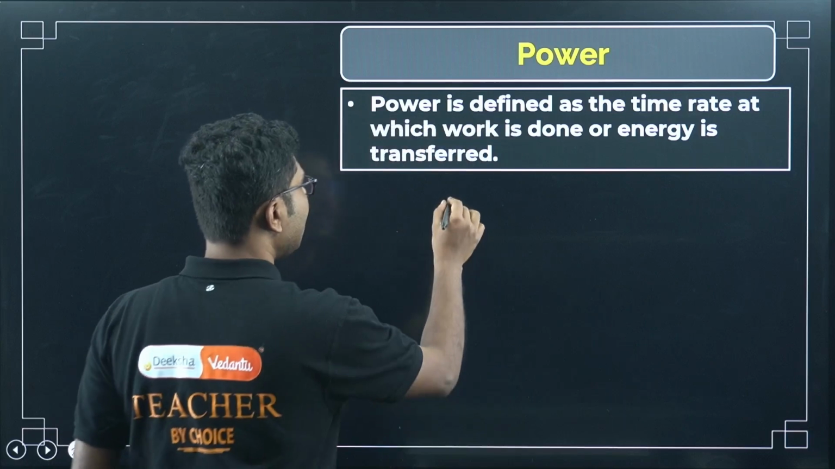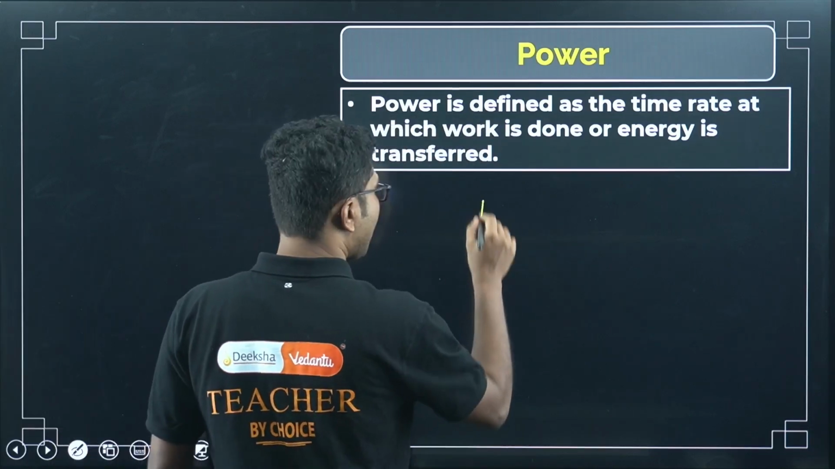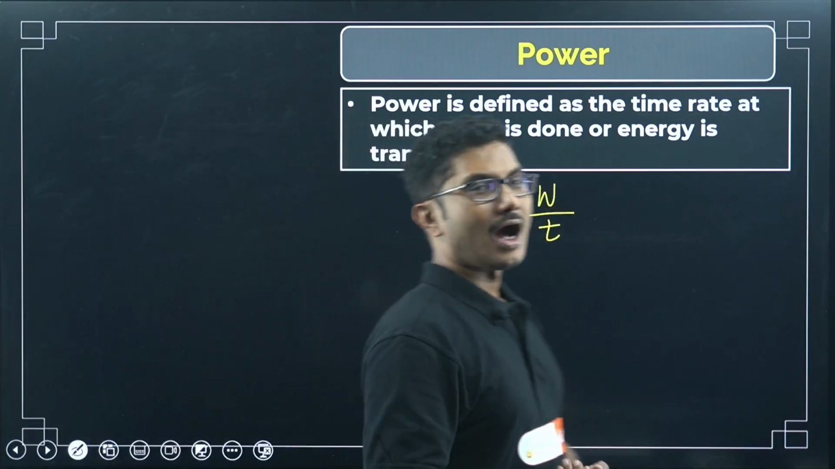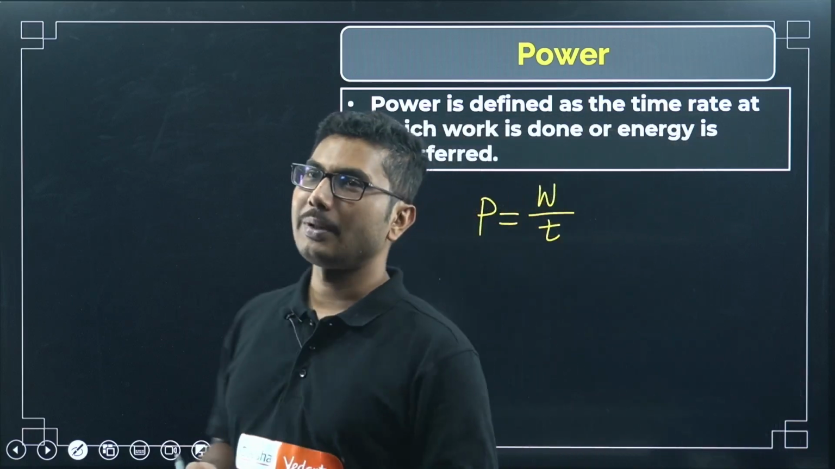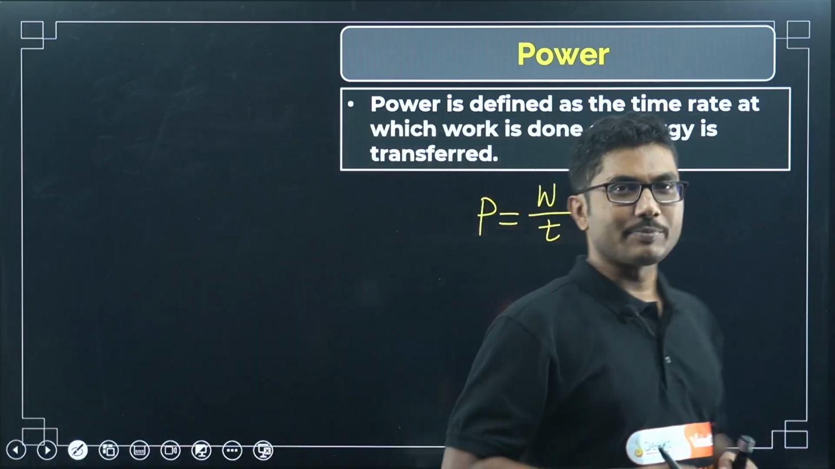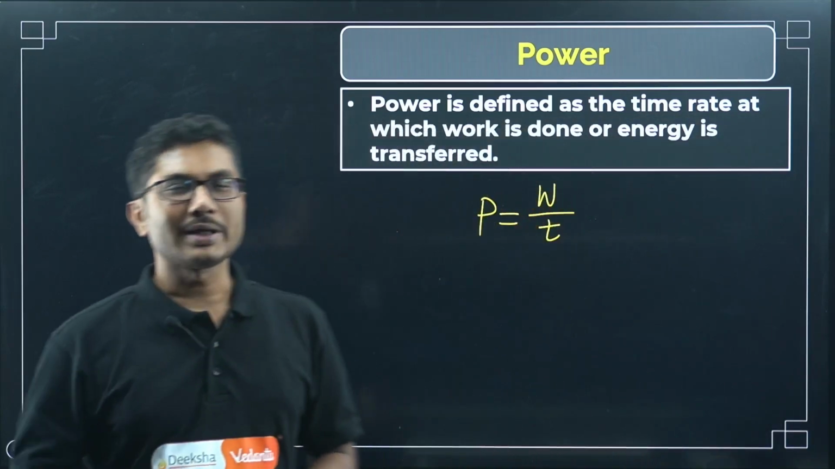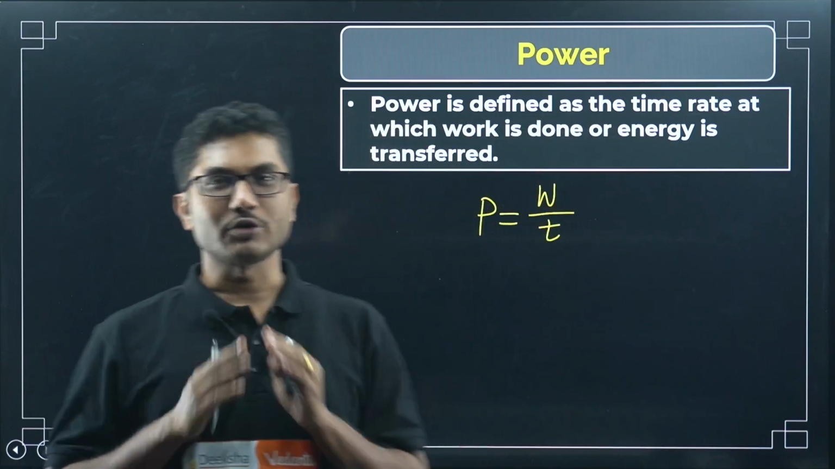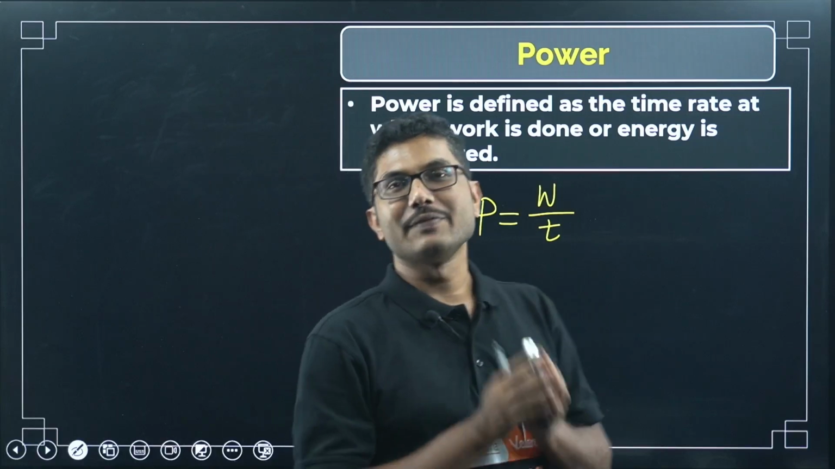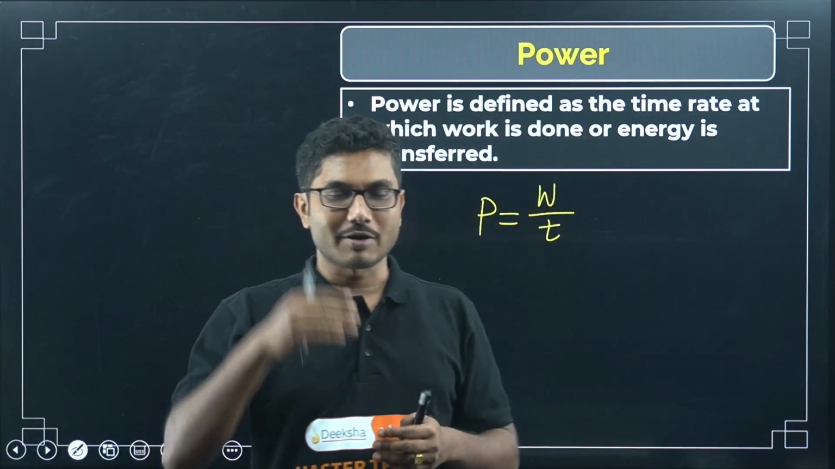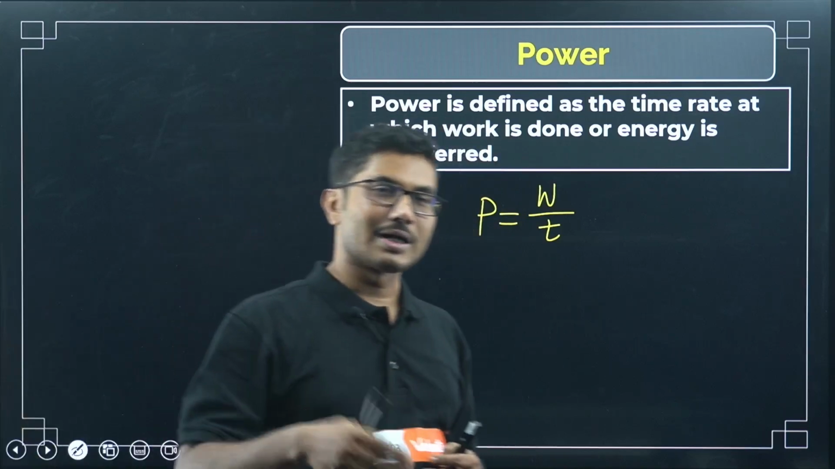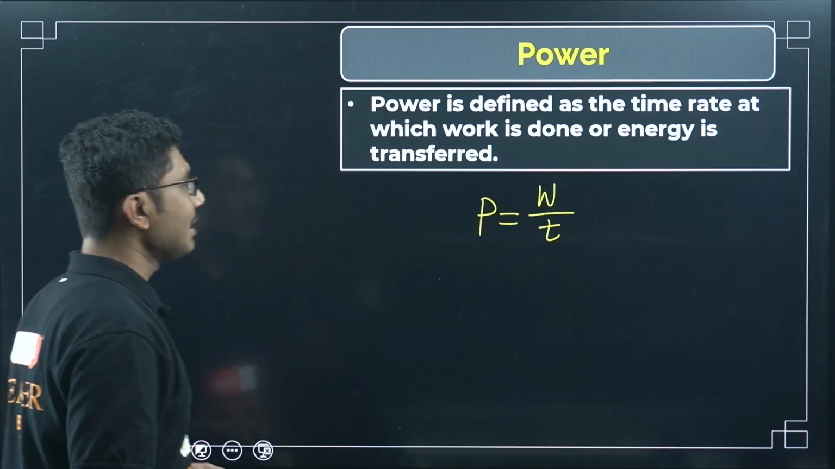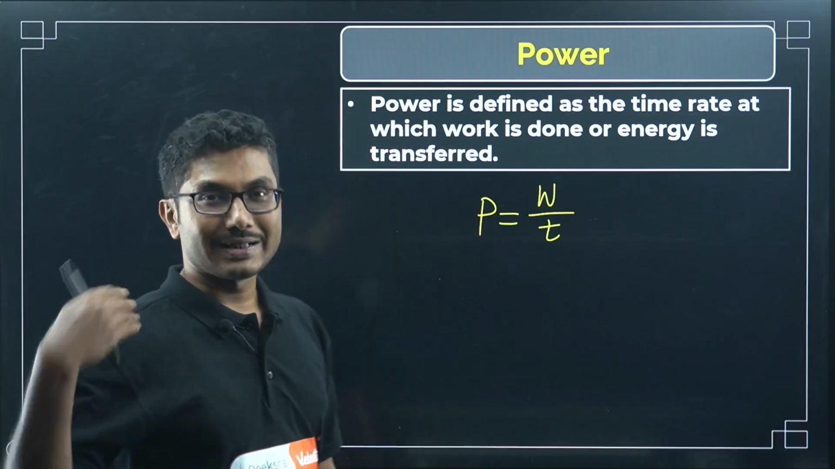So power is nothing but work done divided by time. How much time you are taking and how much work you are doing. Suppose, for example, you can solve a KCET problem in 60 seconds, and someone can solve the same problem in 10 seconds. Both of you are doing the same amount of work to solve the problem, but the one who solves it in 10 seconds has a more powerful brain. So power is basically the capacity of doing work in unit time. How fast you are doing the work, how fast you are transferring the energy, that is the power.